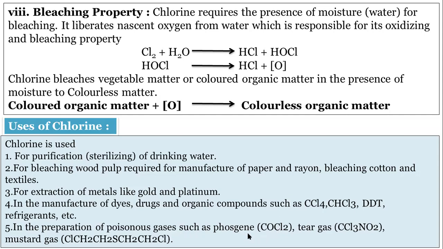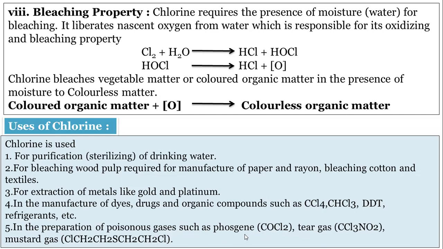What is the formula of phosgene gas, what is the formula of tear gas, what is the formula of mustard gas? So these are the 3 gases: phosgene, tear gas, and mustard gas. These are used for war conditions. When the war conditions are there, these gases are used.